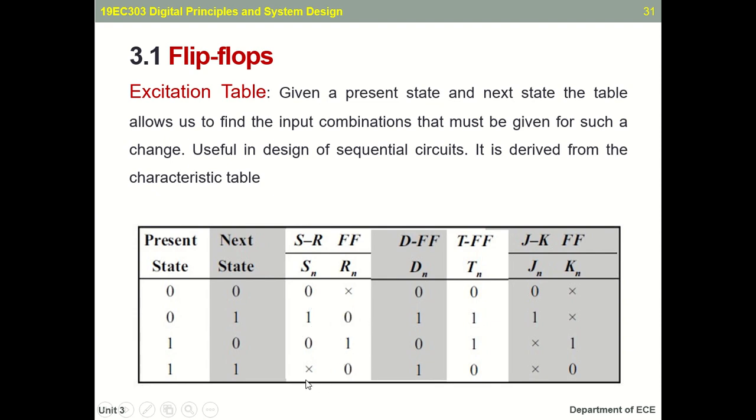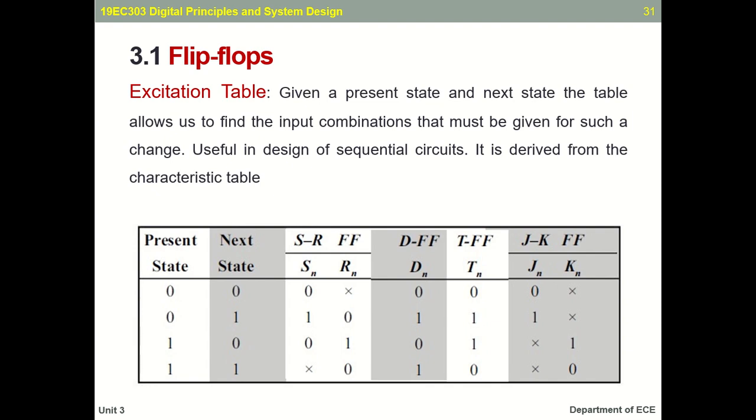So 0x and x0 are your 00 and 11 values. And when you take it for the JK flip-flop, it should be 0x, 1x, x1 and x0. This you can deduce by using the NAND implementation diagram. When you take your J, K and as well as your Qn, those are the three inputs, so you can take 8 combinations.